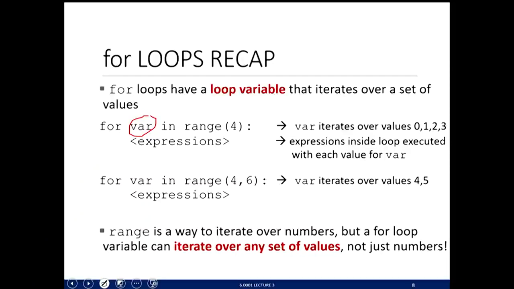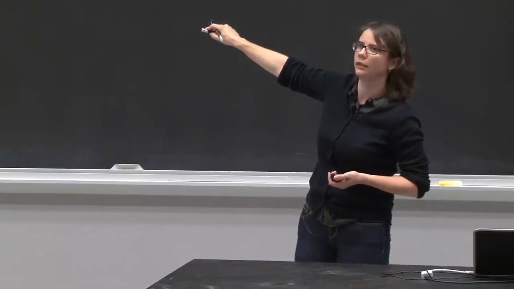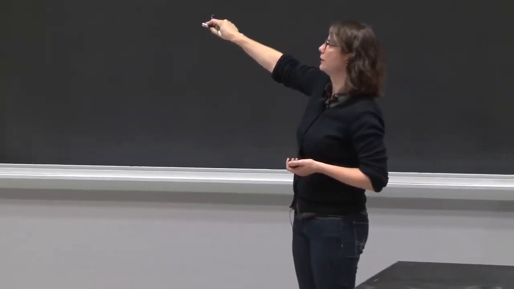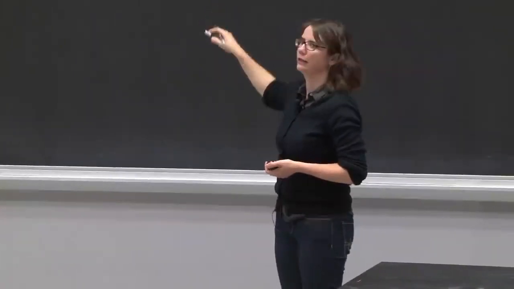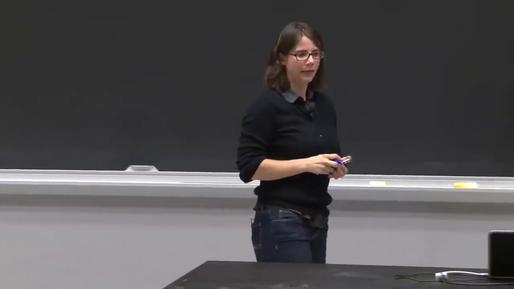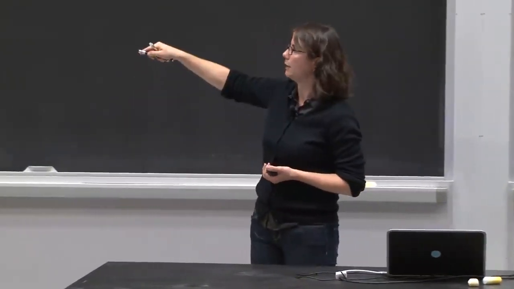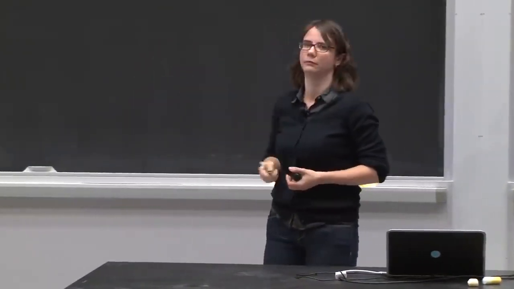And this variable in this particular case iterates over this sequence of numbers, 0, 1, 2, 3, 4. So the very first time through the loop, var has a value of 0. It does the expressions in the loop. As soon as they're done, var takes the value 1. It does all the expressions in the loop, and then var takes the value 2, and it does that all the way up. And the last time it goes around is with var equal to 3.